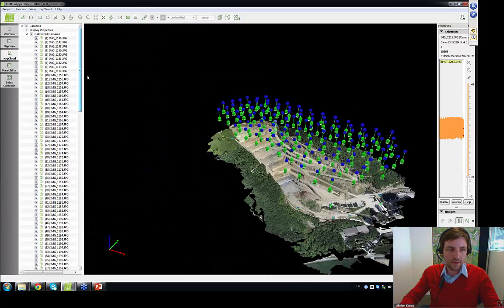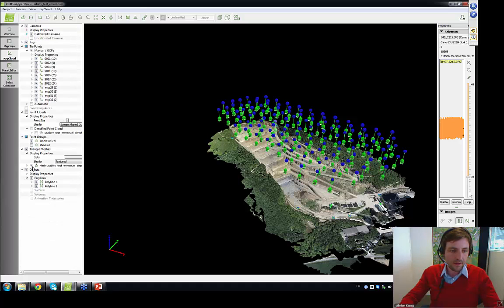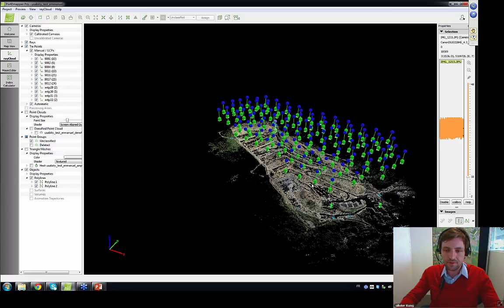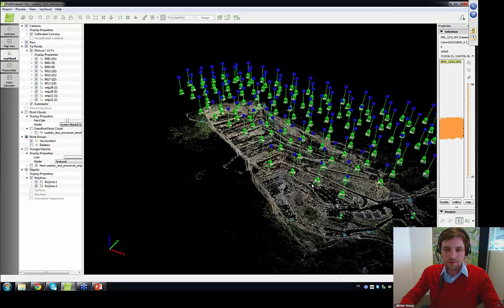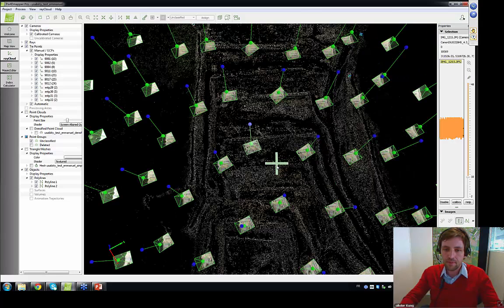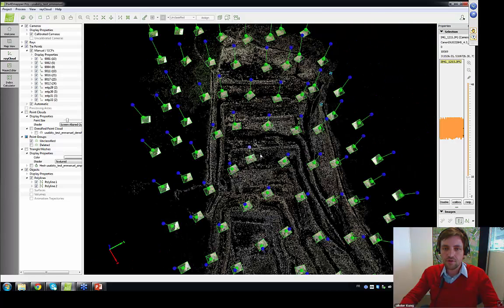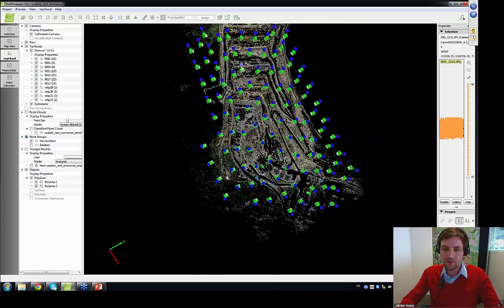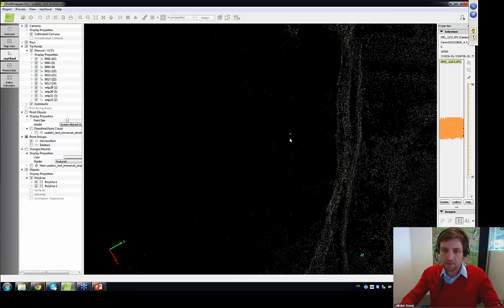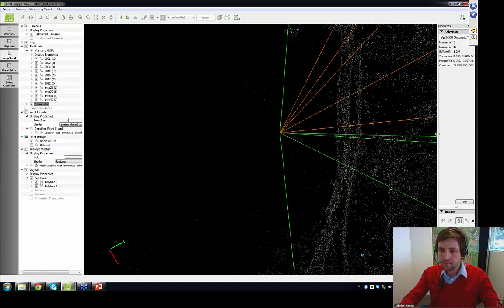Okay, so let's open my project. Here, let's remove the mesh, and let's display the automatic tie points. So these are the automatic tie points, the points that are computed in the first step. You can see that not all the area has the same amount of tie points. For example, here, there is very little amount of tie points. Why? So let's click.